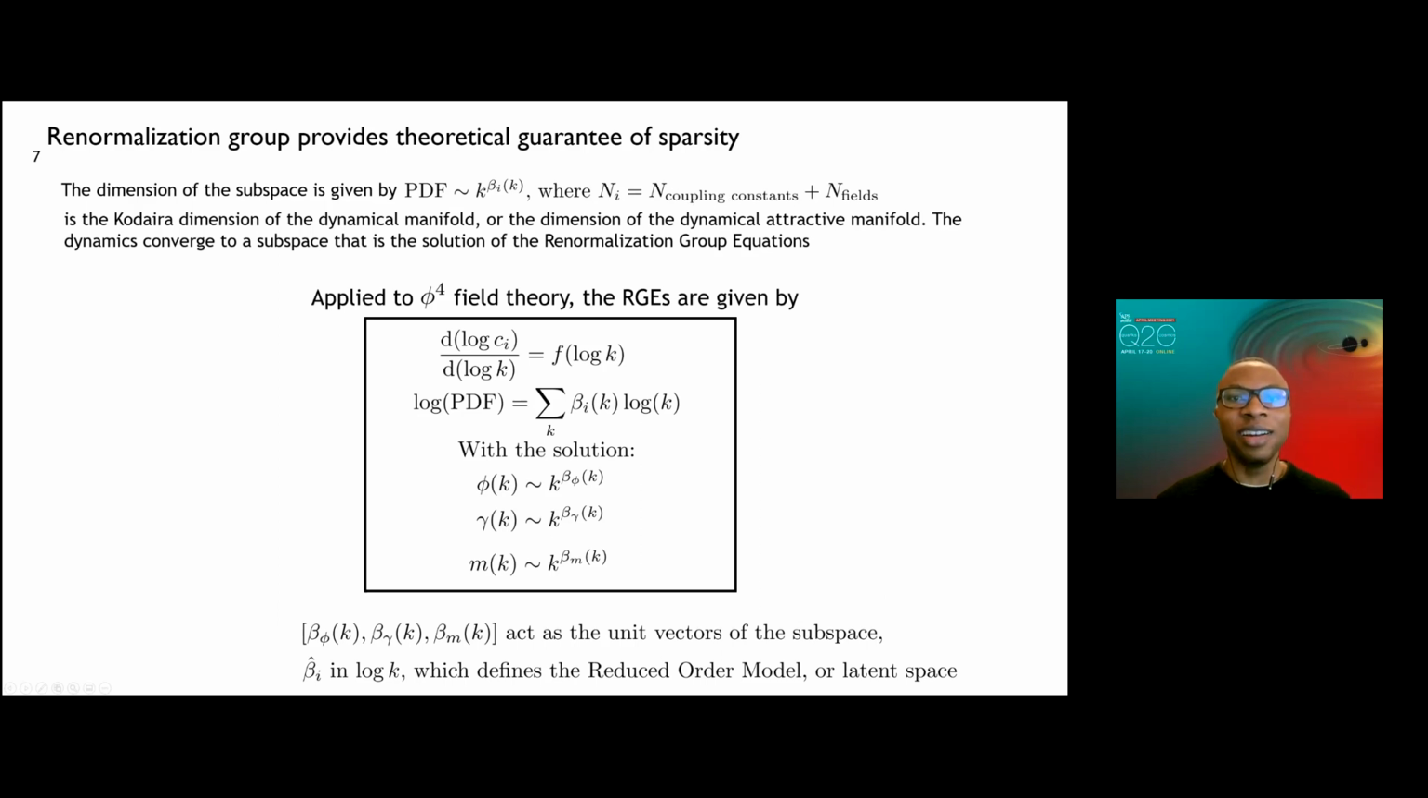So in general, the dynamics will converge to a subspace that solves the normalization equations. This is a quick example. We can apply the RGEs to phi to the 4 field theory and quickly solve them as ODEs. And in this case, you'll get a solution that depends on 3 variables. We have phi, which is the fields, the mass m and gamma. And these individual betas act as unit vectors of the subspace, so we can parameterize the subspace in 3 dimensions by selecting beta I and log k. And this defines the latent space of our model.